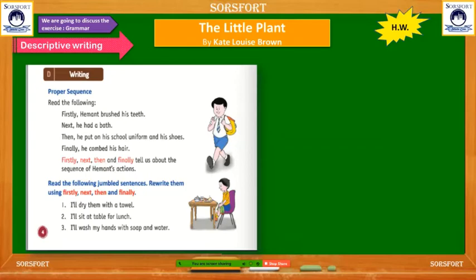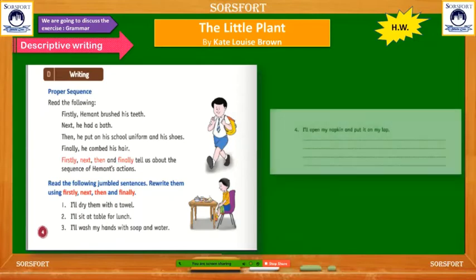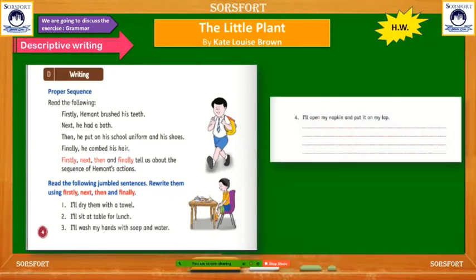So read the following jumbled sentences. Rewrite them using firstly, next, then, and finally. First, you have to rewrite the sentence in the proper order, how you see the action, and rewrite it here. I will open my napkin and put it on my lap. This will be the first sentence.